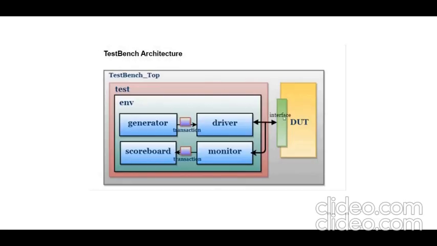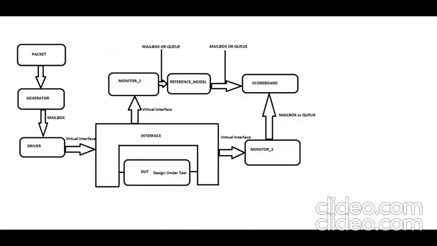That stimulus will go to the DUT through the interface, and the DUT will perform some operation, and then we will get some output. According to that output we will decide whether my design is working perfectly or there is some issue. So let's take an example and understand how this flow works basically.